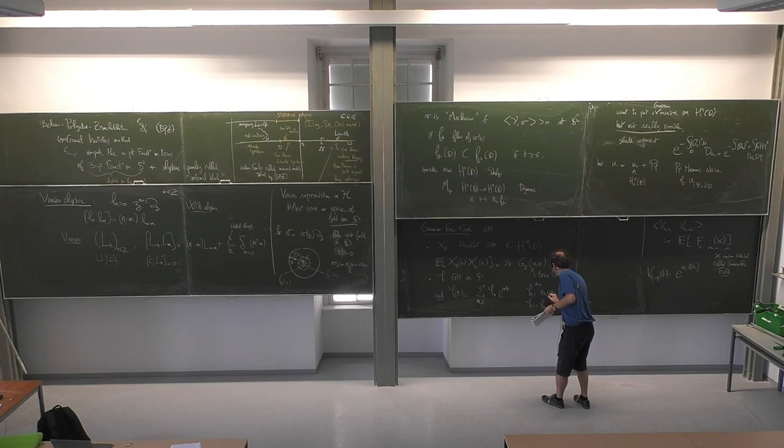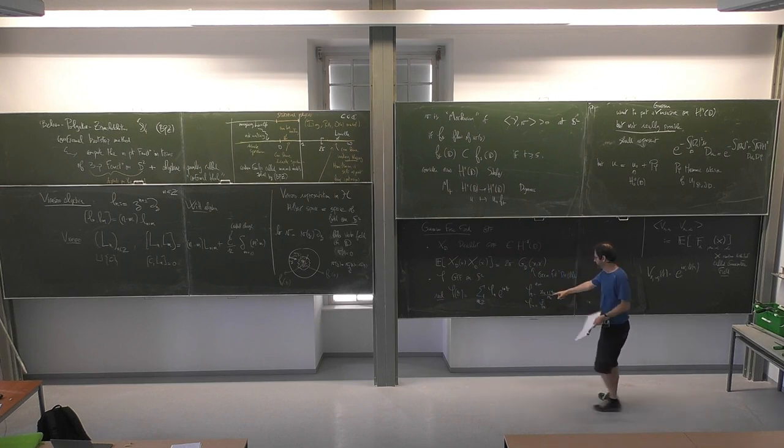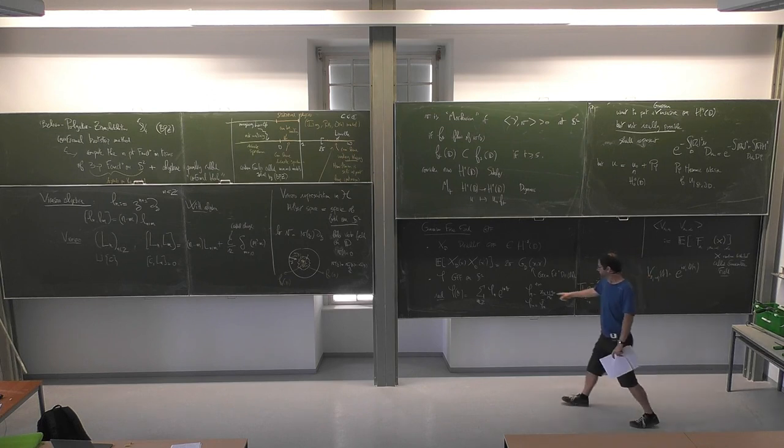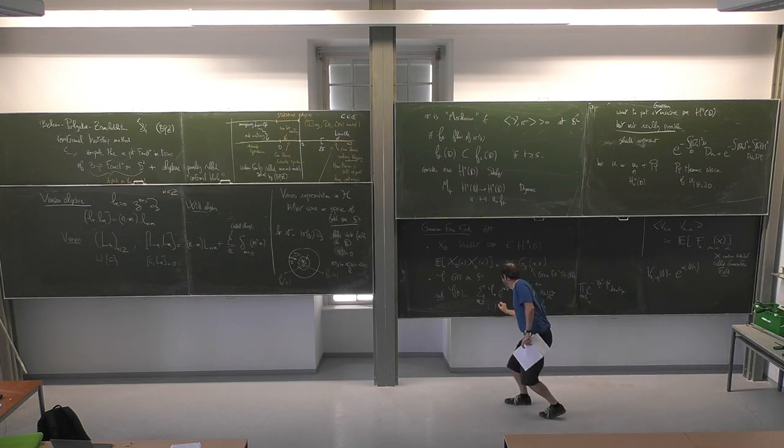To define it, I define it like this, where the xn and yn are random variables which are distributed with Gaussian measure. So it's an infinite product of Gaussian measure. So if you do this, you can see that this actually belongs to H minus epsilon of S1.